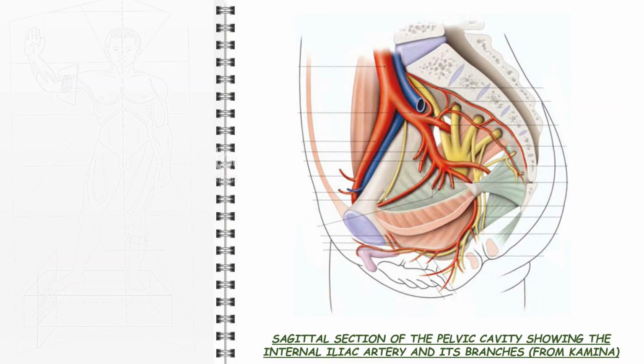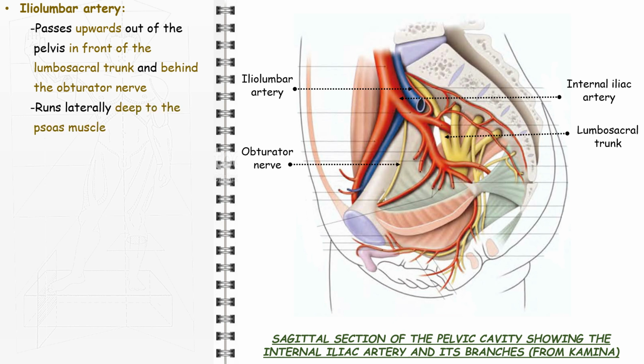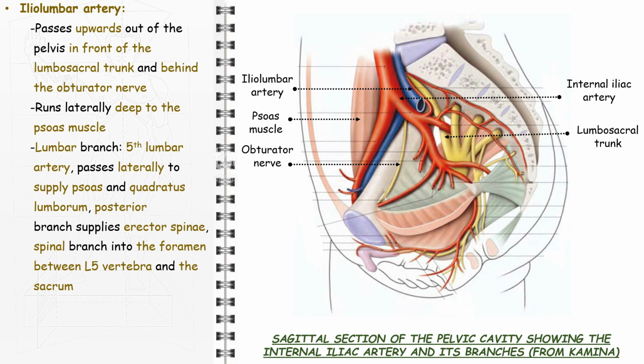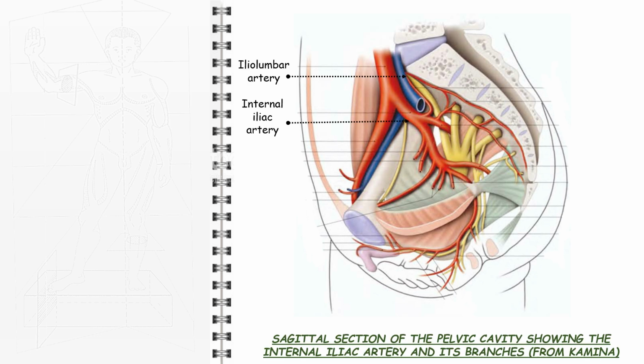The iliolumbar artery passes upwards out of the pelvis in front of the lumbosacral trunk and behind the obturator nerve, running laterally deep to the psoas muscle. Its lumbar branch is really the 5th lumbar segmental artery. It passes laterally to supply psoas and quadratus lumborum and, by its posterior branch, erector spinae. This vessel gives a spinal branch into the foramen between L5 vertebra and the sacrum. The iliac branch supplies the iliac fossa, the iliacus muscle and the iliac bone.